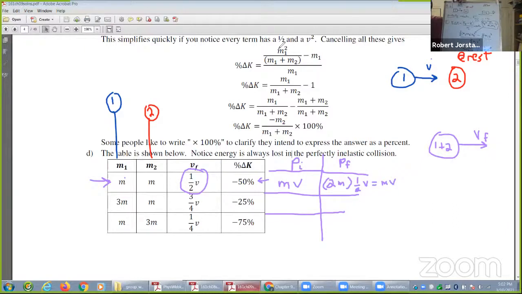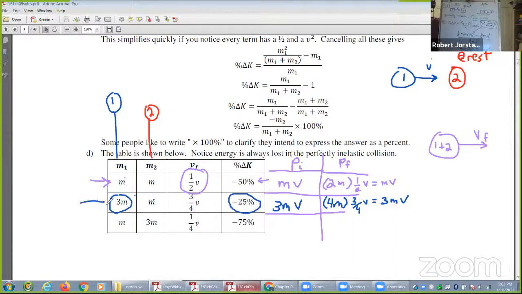You could go through and do this again. Now, what if this is 3M? If it's big, 3mv would be the initial momentum, right? Well, what's the final momentum? 4 times the mass, because you have a 3m plus an m, so a total of 4m, times 3/4 v. Notice we still get the same initial. Now, it's not the same as the first case, but it's the same as the initial for this case. So momentum was conserved. And notice you only lose 25% of your energy.